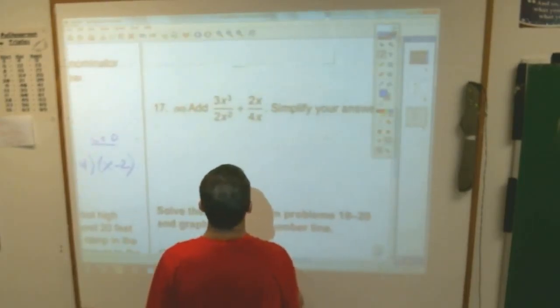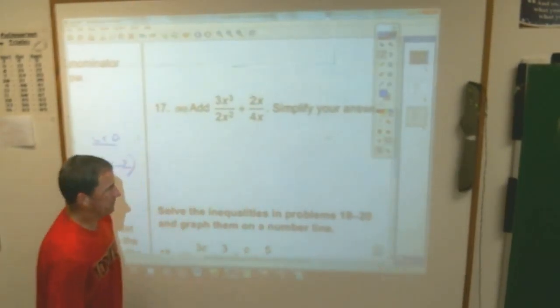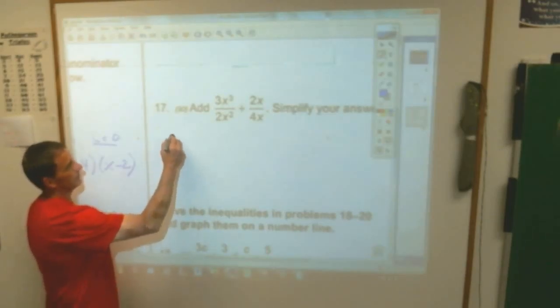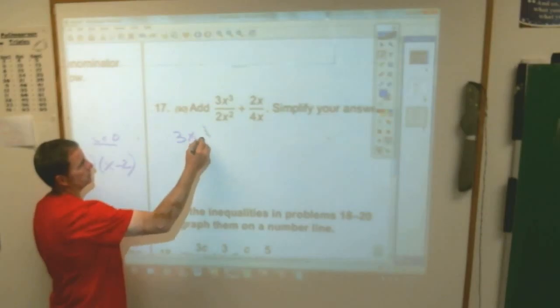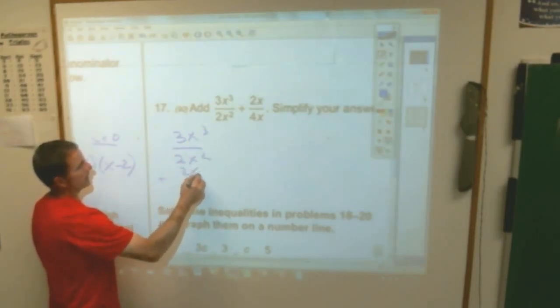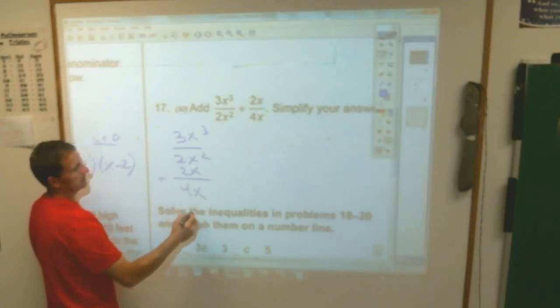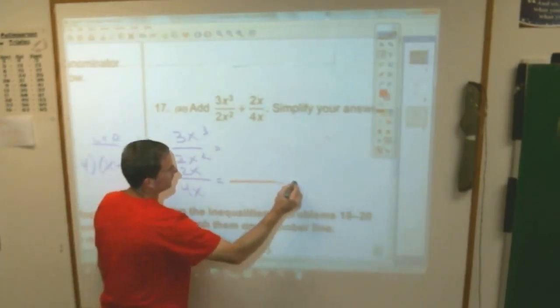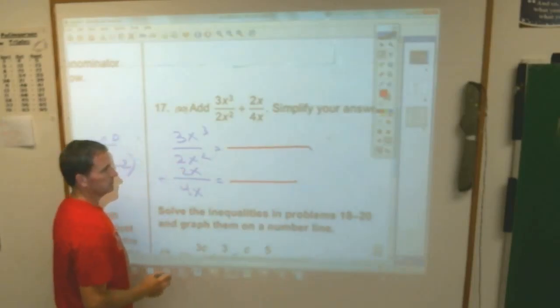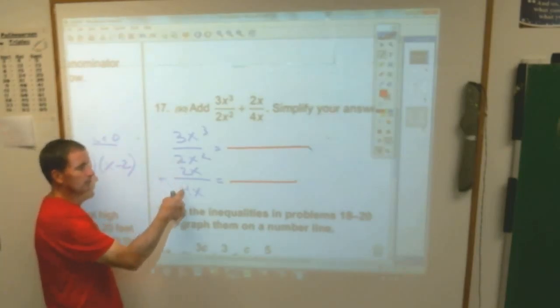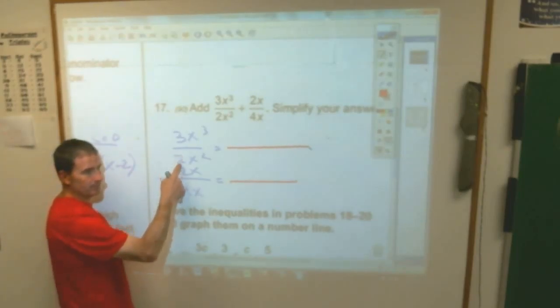Adding, yeah, see this one does say to add. So this one you're going to have to find the least common multiple, common denominator thing. 3x cubed over 2x squared plus 2x over 4x. You need to come up with the least common multiple or least common denominator of 2x squared and 4x.